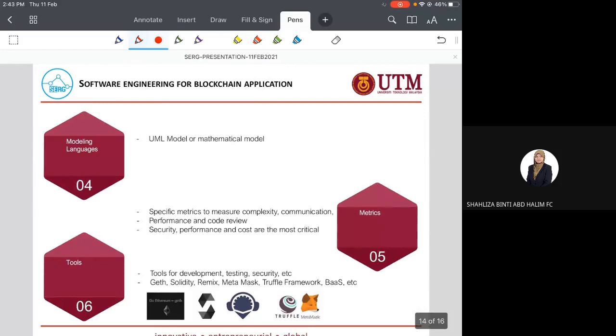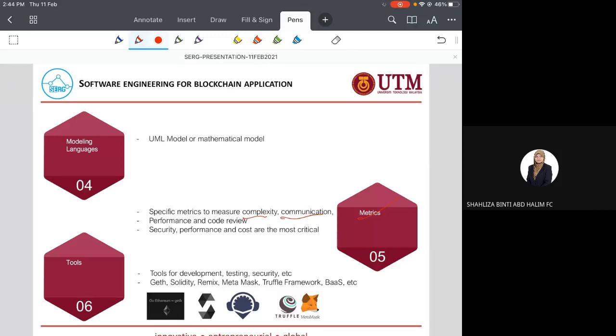And then there is a need for an extension of the UML model or mathematical model to design blockchain software. Currently there is no specific notation in UML. If you want to design the smart contract, the block, and so on, this representation does not exist yet, for my understanding. Also a specific metric to measure complexity, communication, and so on, because as I said earlier, measuring the code of traditional software is very different from measuring the code for blockchain software.